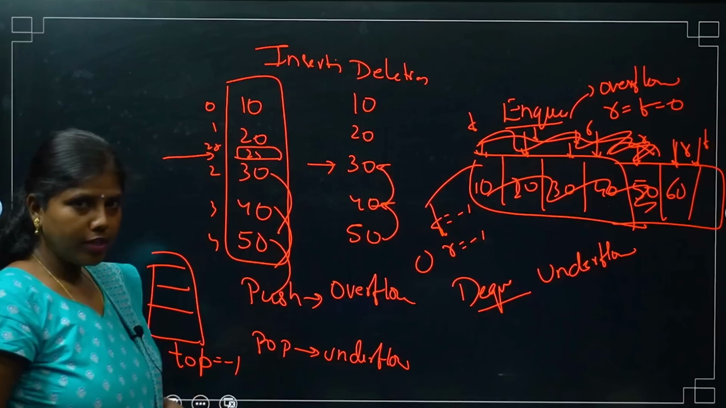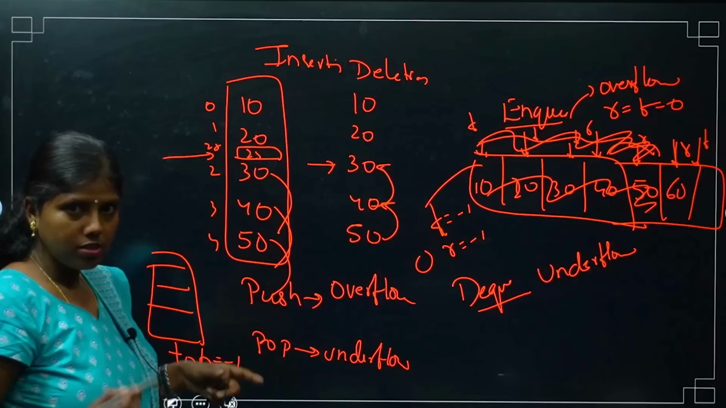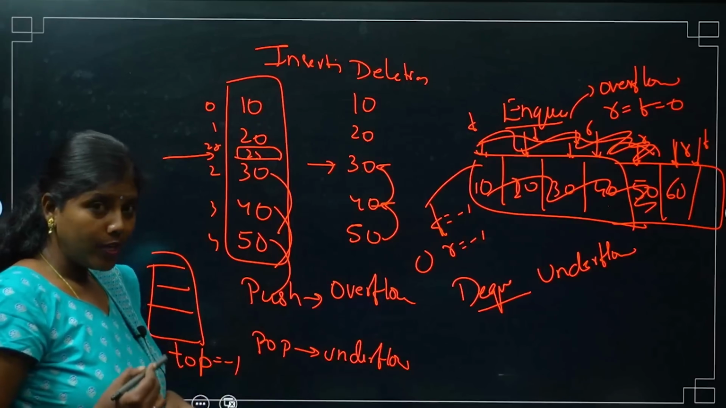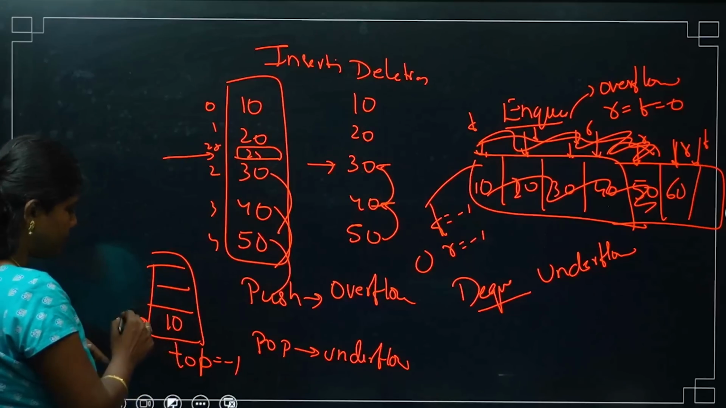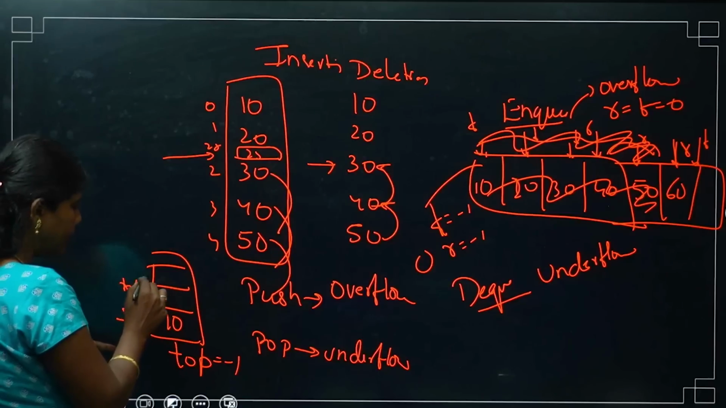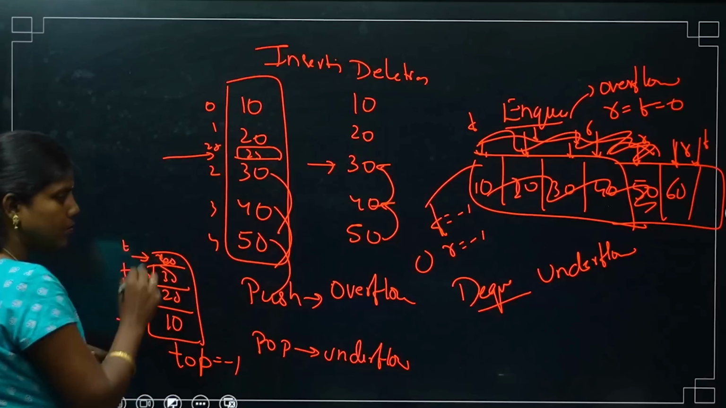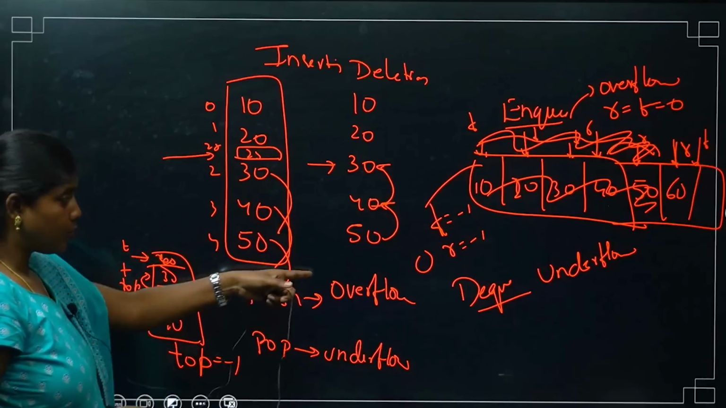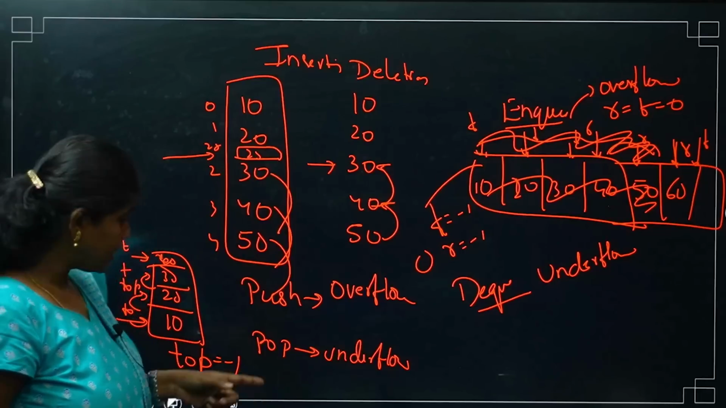Check the overflow condition for the push operation. Otherwise, what do we do? Increment the top, insert the element. Increment the top, insert the element. 20, 30. Increment the top, insert the element. If top is equal to n-1, it means overflow condition, you cannot insert the element. What is pop?